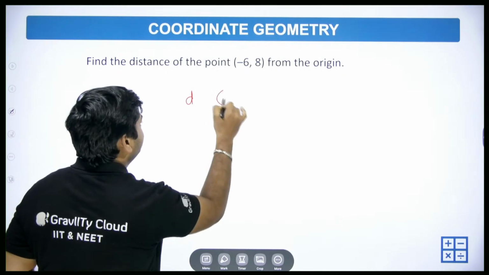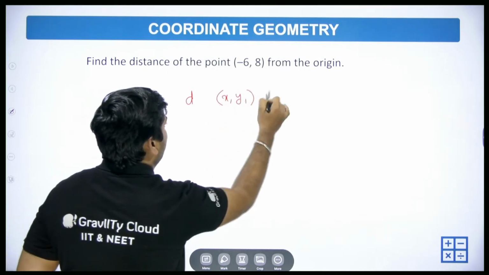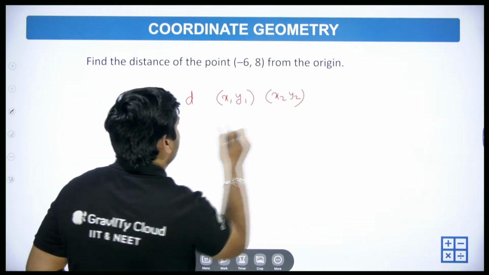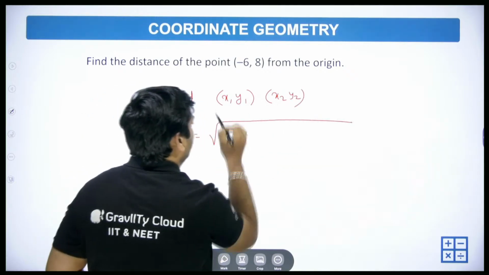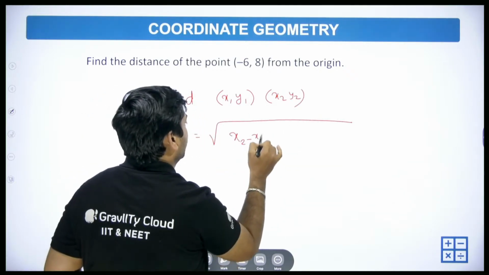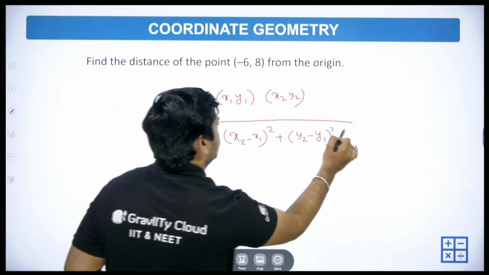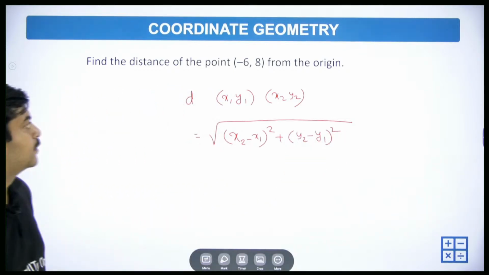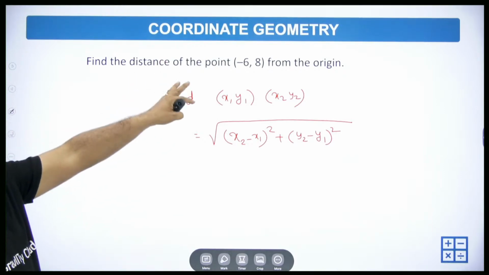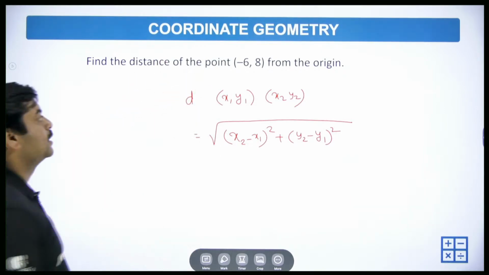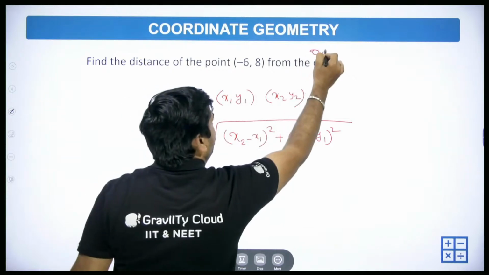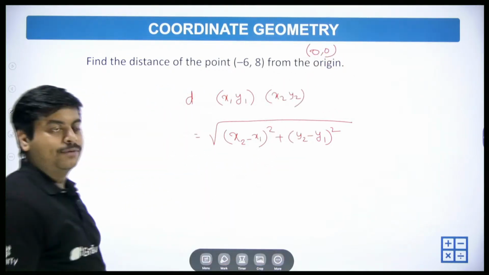The distance between two points (x1, y1) and (x2, y2) is equal to root over (x2 minus x1) whole square plus (y2 minus y1) whole square. Okay, the distance of the point minus 6, 8 from the origin 0, 0. So let's try to see what is the distance.